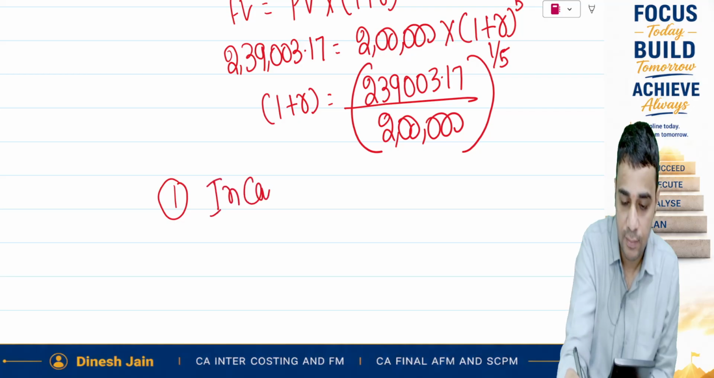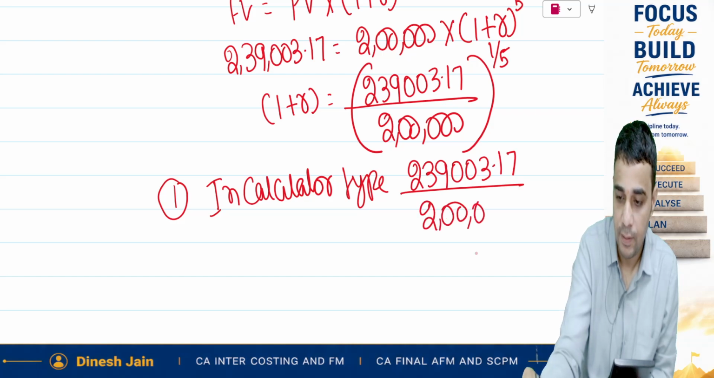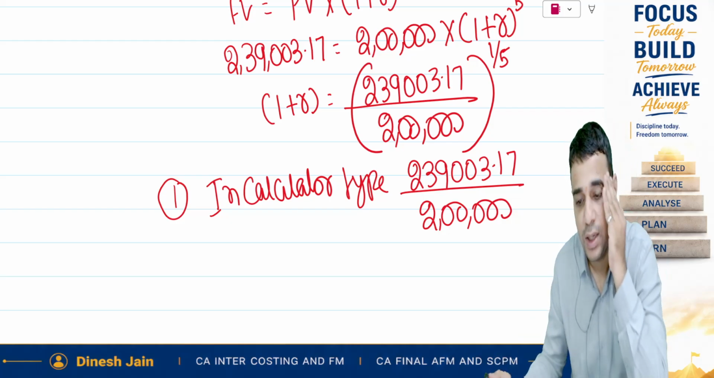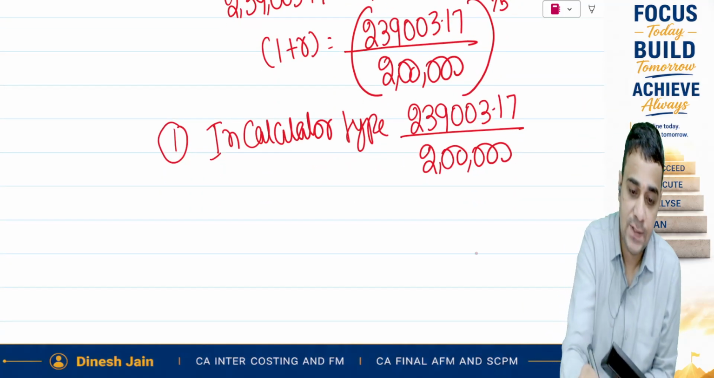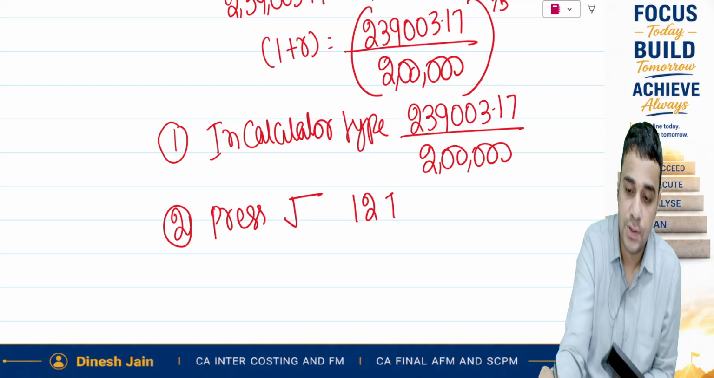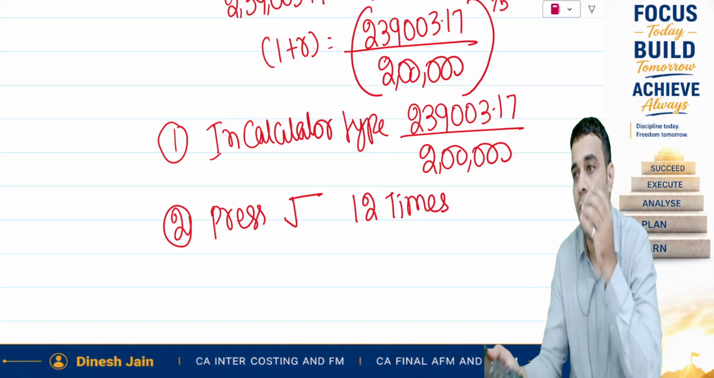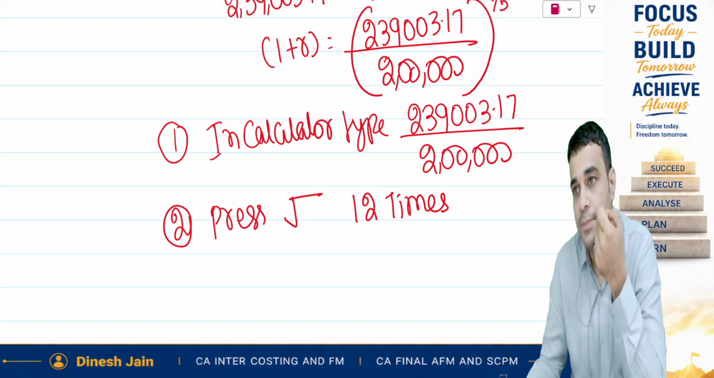In the calculator, type 239 divide by 2 lakh. Press square root 12 times.